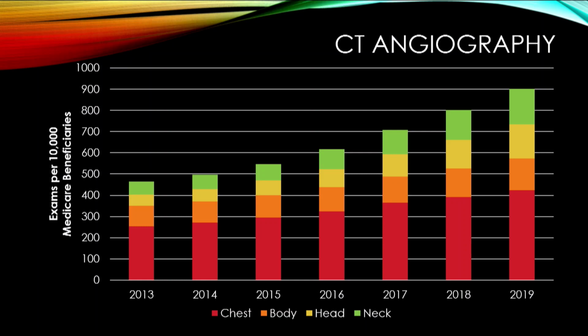That was the practitioners. Here we're going to look at the use or number of exams. A good way to quantify it is the exams per 10,000 Medicare beneficiaries. For CT angiography, there was about a 68% increase in chest CTA, 53% in body, close to 200% in head CTA, and 170% in neck CTA.